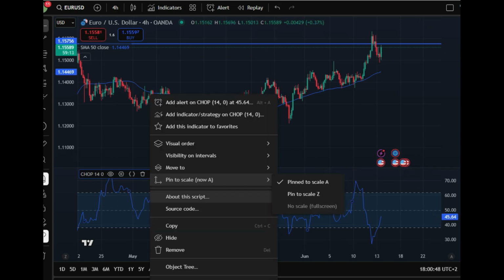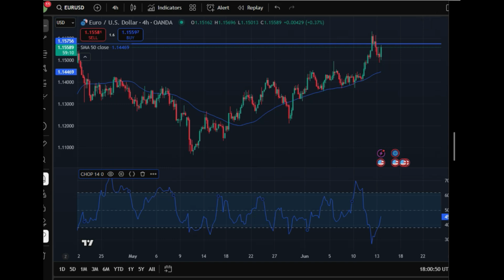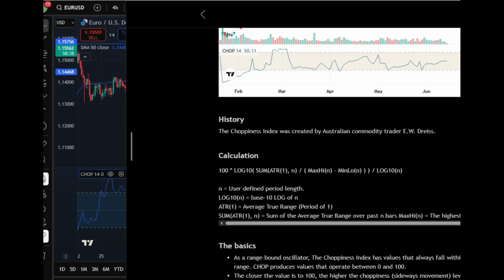First, I will show you the script page. You can learn about it, and I will show you in a very simple manner. The choppiness index does this calculation here. It uses a logarithm calculation, so this indicator is actually a function of logarithm and average range. The choppiness index's values always fall within a certain range, 0 and 100. The closer the value is to 100, the higher the choppiness, the sideways movement. The closer the value is to 0, the stronger the trend.